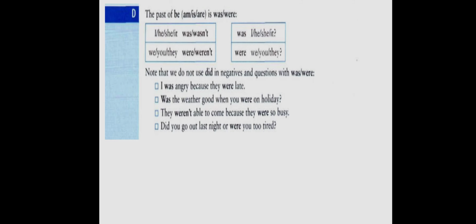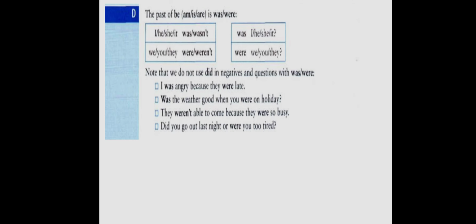To form a question, we just move was or were forward, put it before the subject. Was I at home yesterday? Was he at home yesterday? Was she at home yesterday? Was it at home yesterday? We just take was and put it at the beginning. It becomes was I, was he, was she, was it. And we put a question mark at the end.